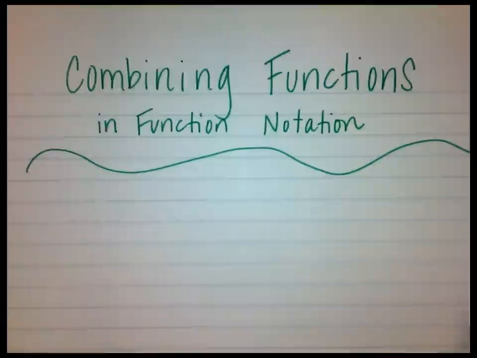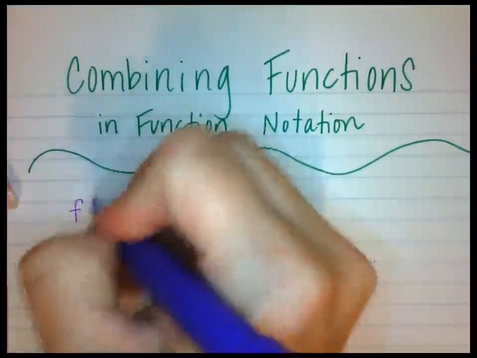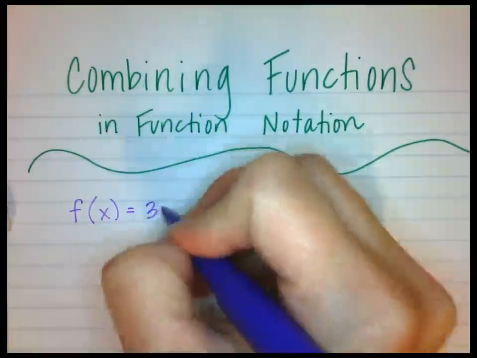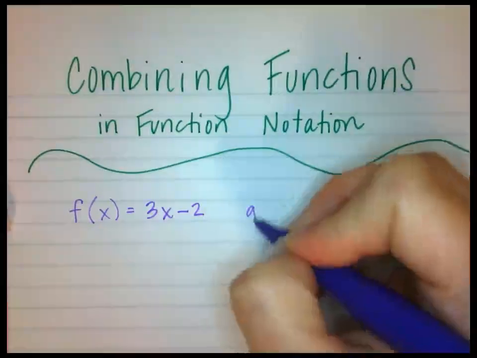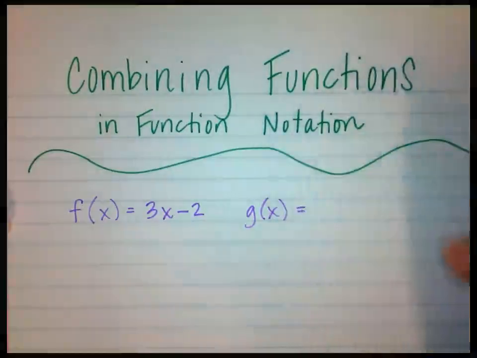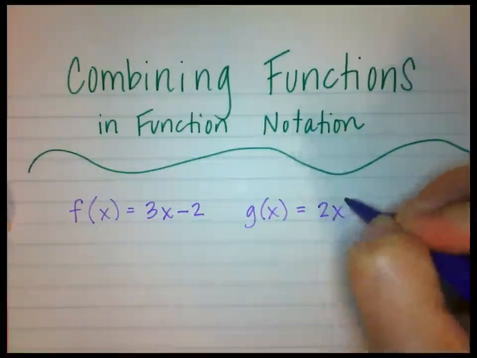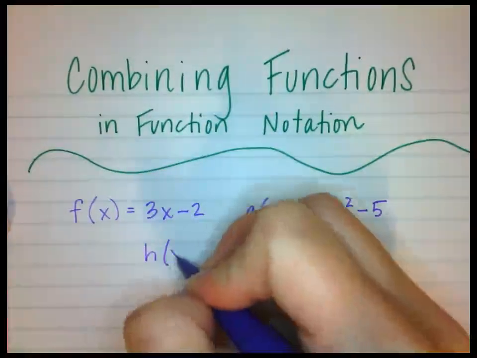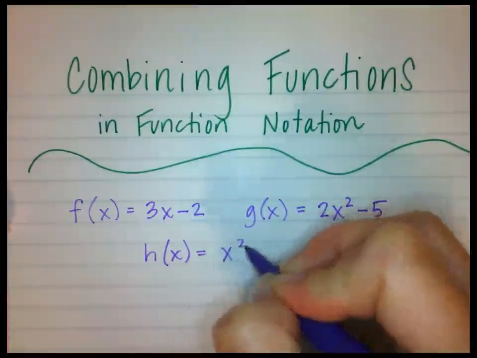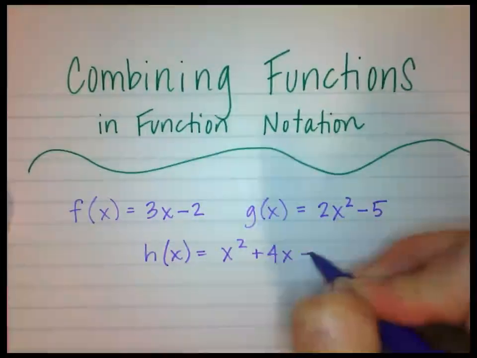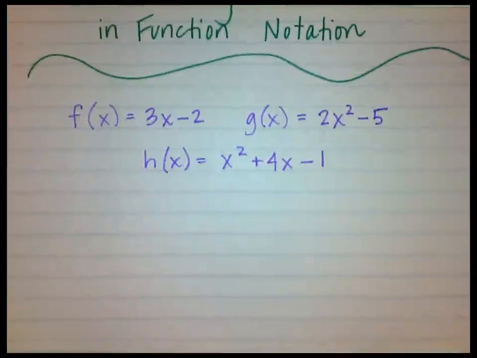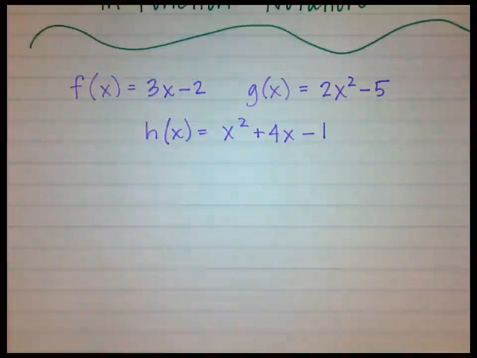So first thing, we're going to go straight to examples. So I'm going to give you a few functions. So let's say f of x is 3x minus 2. We'll say g of x is 2x squared minus 5. And let's say h of x is x squared plus 4x minus 1. All right, so that's going to be your given information here. So you know that information, and you're going to use that in order to complete the examples.